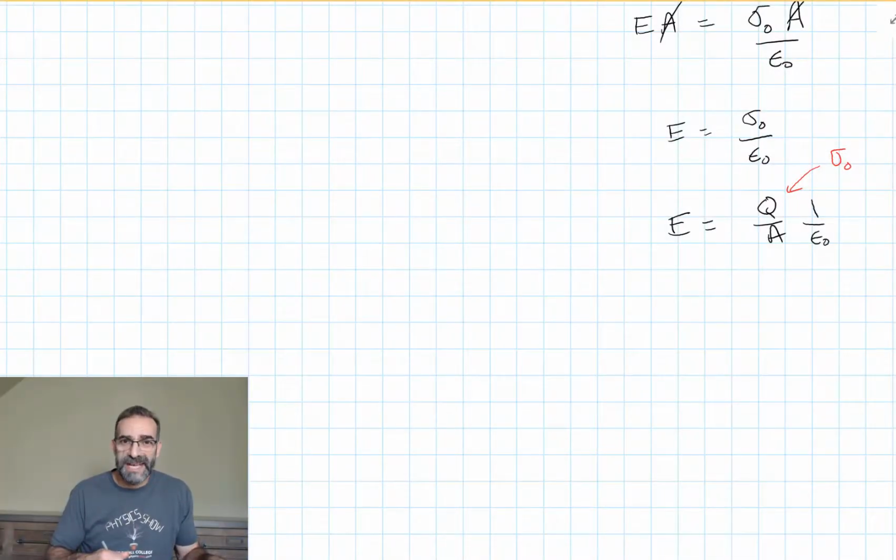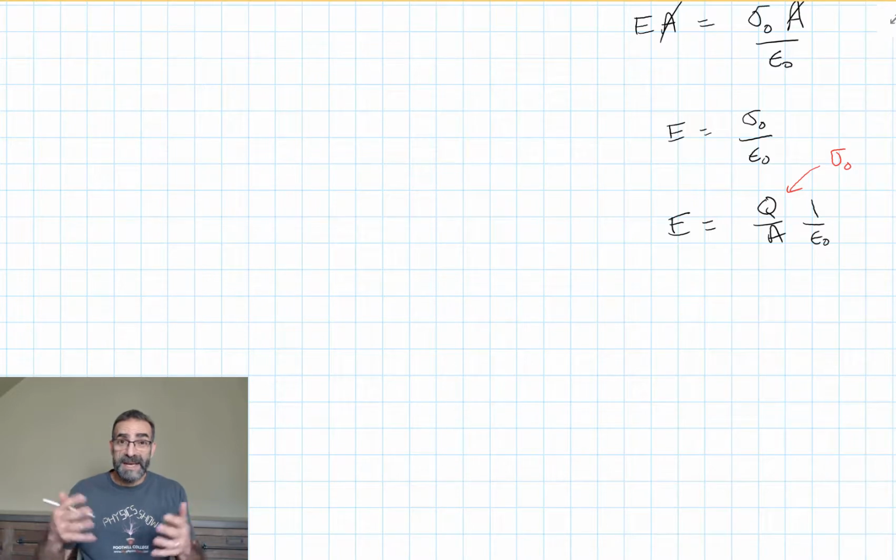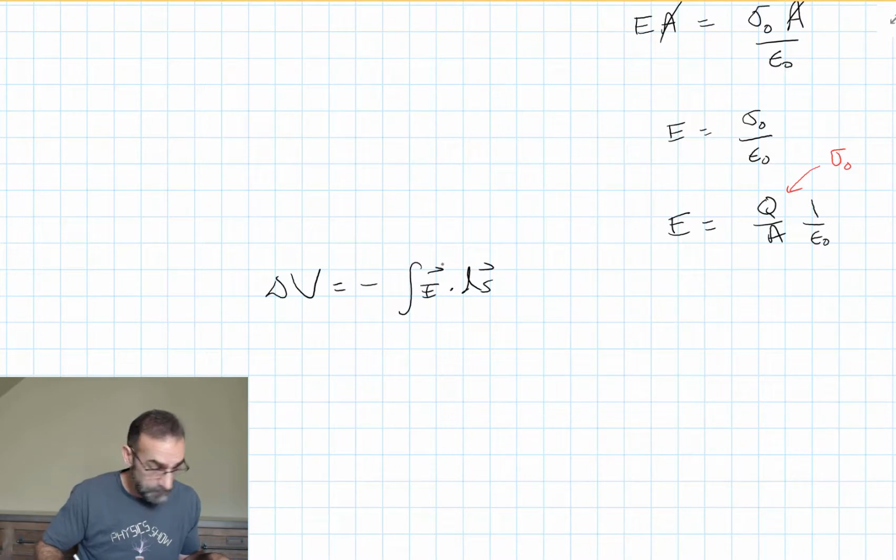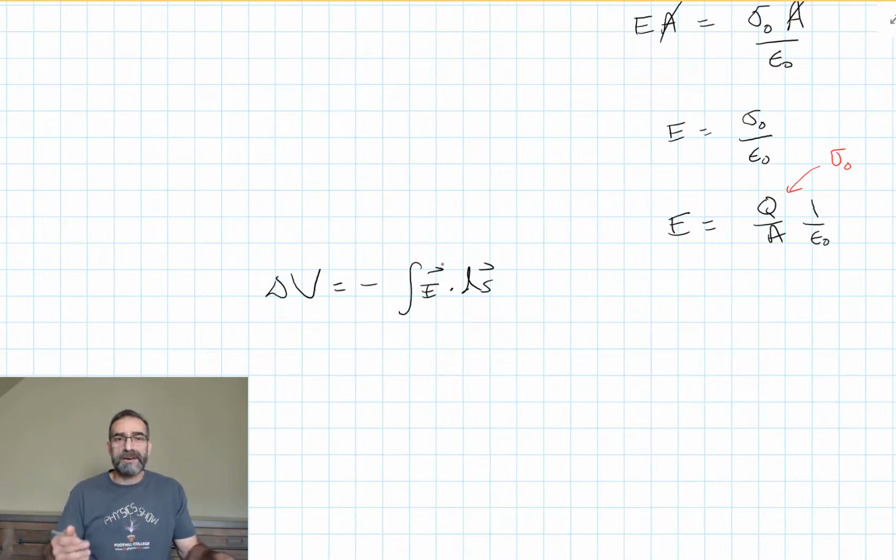This is where electric potential comes in. Because there was a delta V in my equation with capacitance and charge, it makes me think maybe I should find the potential difference between the plates of my capacitor, and I have the electric field between the plates from Gauss's law, so I can integrate E dot ds and get delta V. Now, I don't care about signs here. I just want to know the change in potential as I move from one plate to the other.